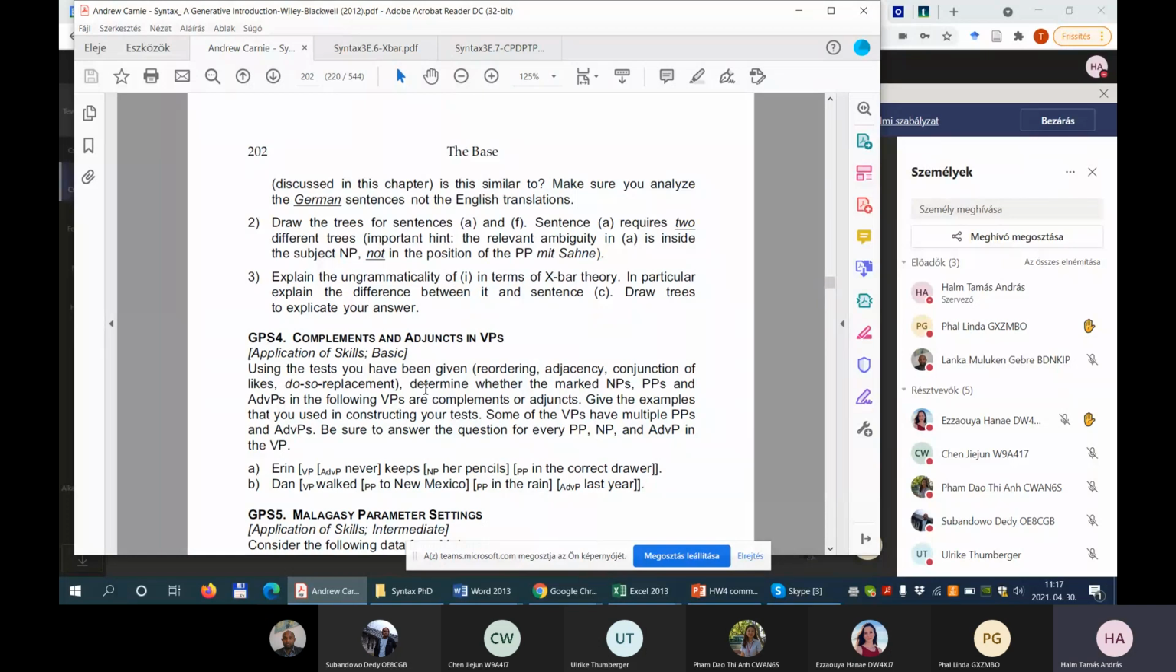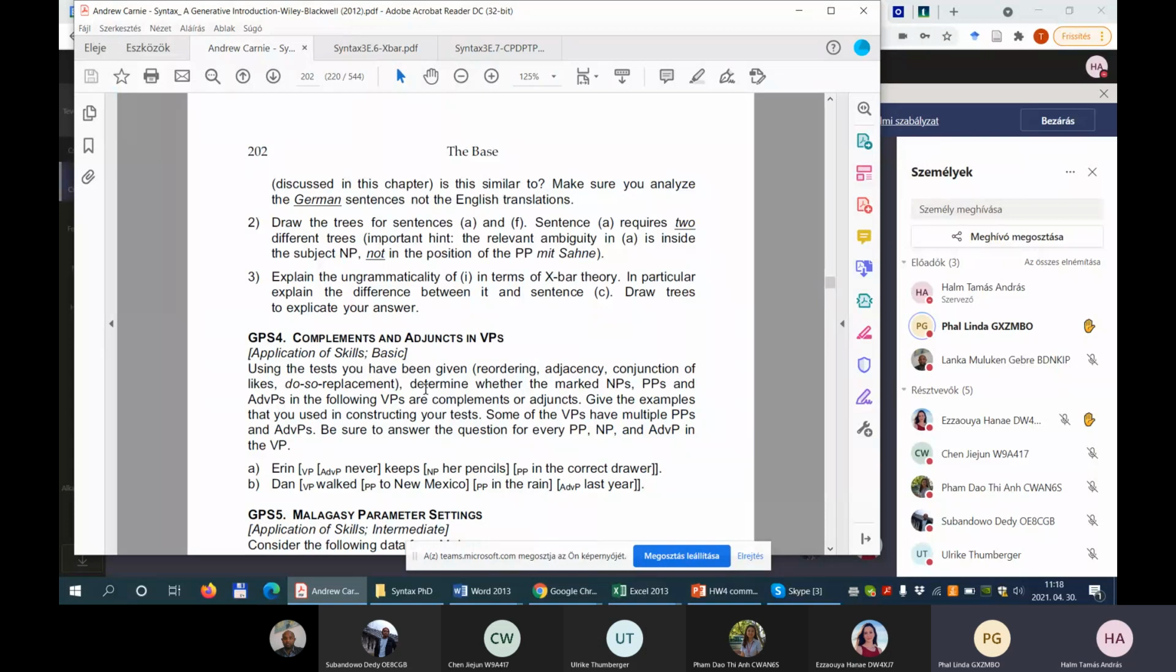What about, and you say to New Mexico is a complement? Okay. Very good. Linda, please. How about we just put last year after New Mexico, then walked to New Mexico last year. So last year can complement the verb walk.